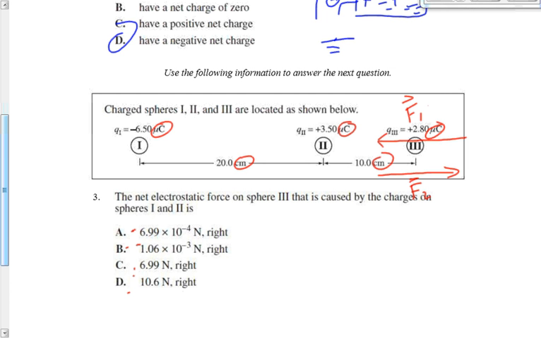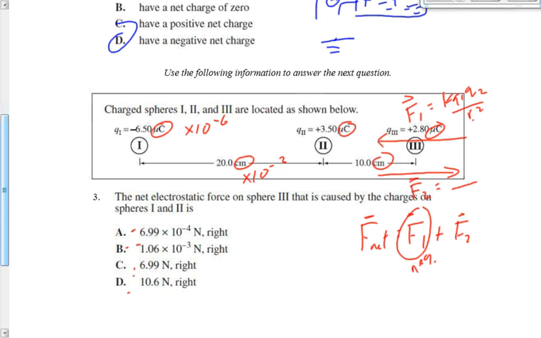You can get both of those forces with K, Q1, Q2 over r squared. Don't forget to make this 10 to the minus 6. Don't forget to make this 10 to the minus 2. Don't forget to square the distance. And we do all that. We get f1, we do the same thing, we get f2, and then we add them together. But when we add them together, we have to make f1 a negative value.